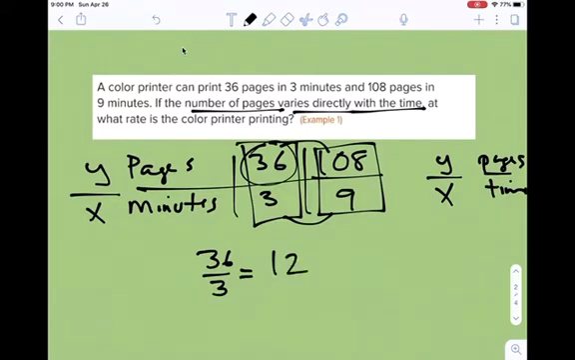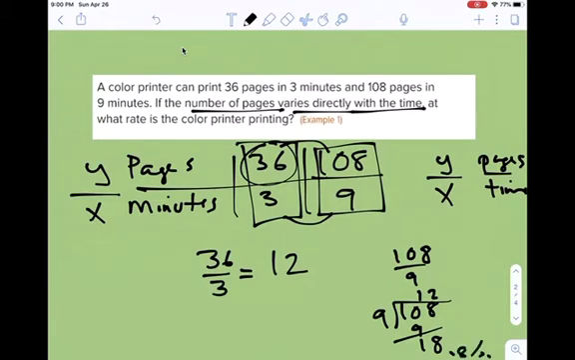Let's make sure that's the same thing. 108 divided by 9, and if you don't have a calculator handy, I happen to know that this is 12, but I want to show you. 2 times 9 is 18, and that will give you 0. Sorry, it lined up really lamely. So the color printer is printing 12 pages per minute.